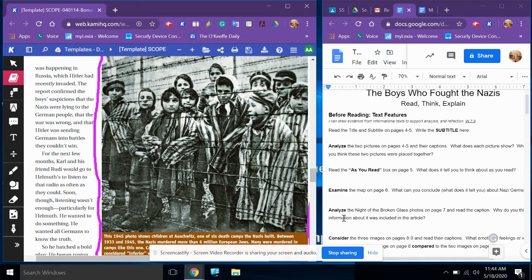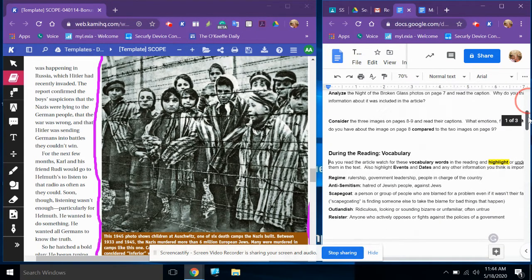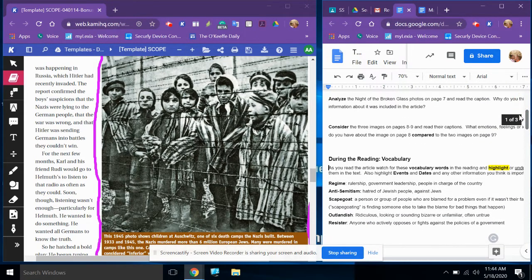Okay. The next thing we're supposed to do is analyze. Oh, I'm sorry, we just did that. Scroll down the questions, Ms. Anderson. Here we go. Consider the three images on pages 8 and 9. Read their captions. What emotions, feelings, or ideas do you have about the image on page 8, that's this one right here, compared to the two images on page 9?